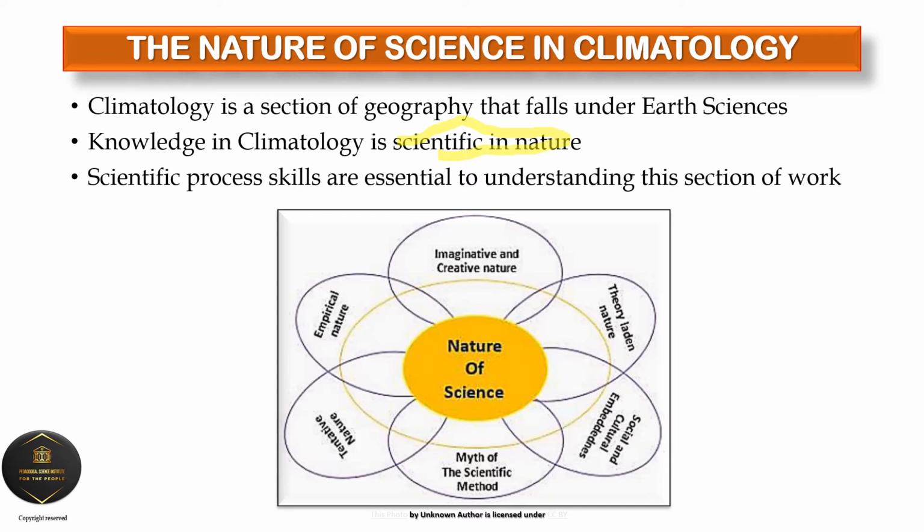So when we think about the nature of science, as you can see here, we look at the different elements that come with it. The first one says the nature of science is imaginative and creative in nature. So what does that mean? It means when we are working with scientific knowledge, we need to have an imaginative mind. We need to be creative.